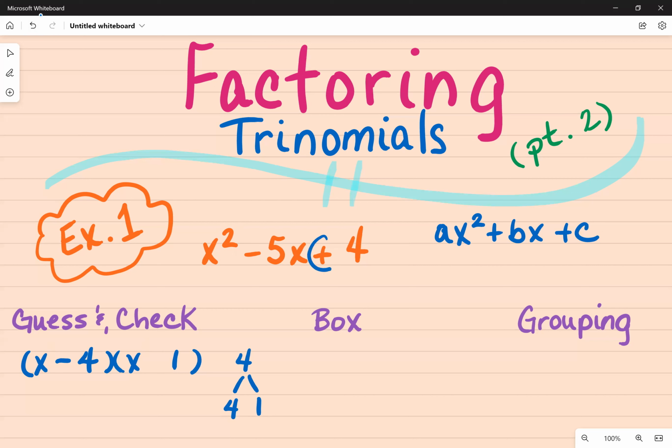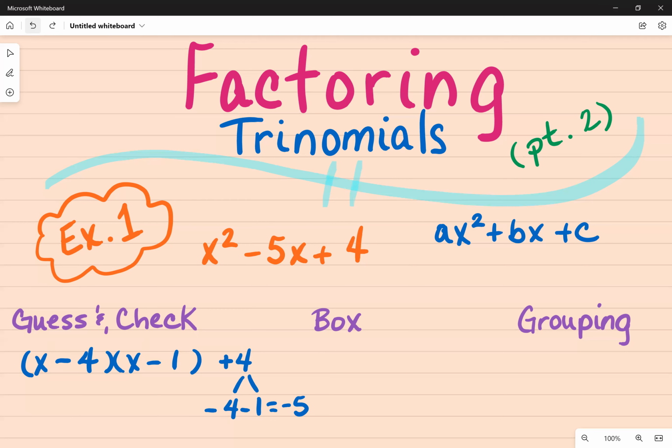If I see that the sign in front of C is positive, that means that both factors will have that exact same sign, whatever the sign of B was. So that means both will be negative. So -4 and -1 not only multiply to give me a +4, but when I add them, they do in fact give me that -5 that I'm looking for. That is how you do the guess and check.